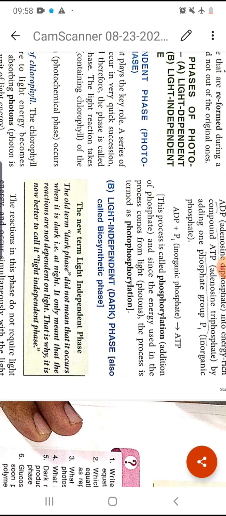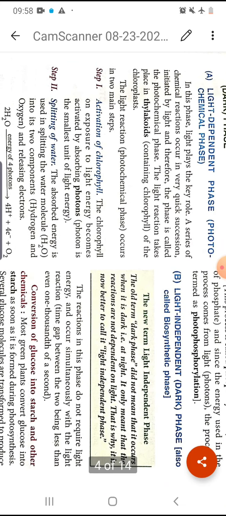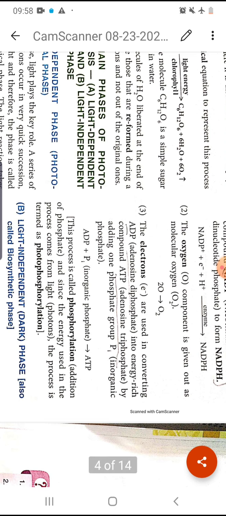Okay, so in the light dependent phase, what events are there? First is activation of chlorophyll, then splitting of water, then formation of NADPH, then formation of molecular oxygen, and after that photophosphorylation, means again conversion of ADP into ATP.